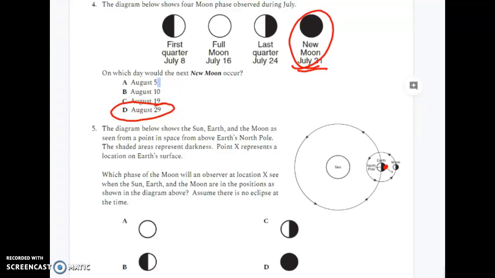Which phase of the moon will an observer at location X see when the sun, the earth, and the moon are in positions as shown in the diagram above? Assume there is no eclipse at the time.